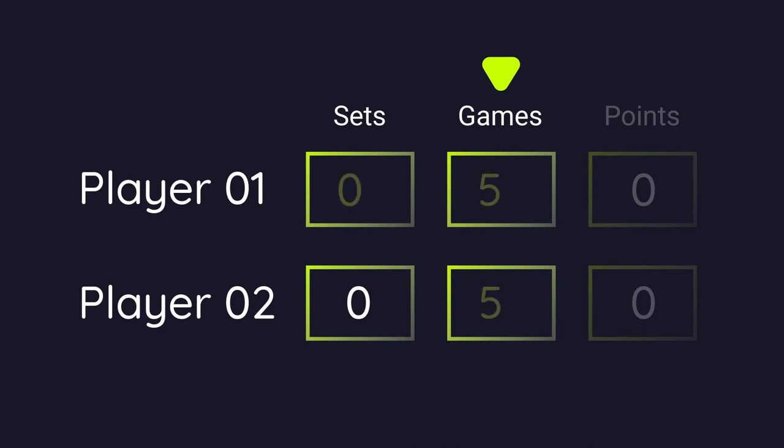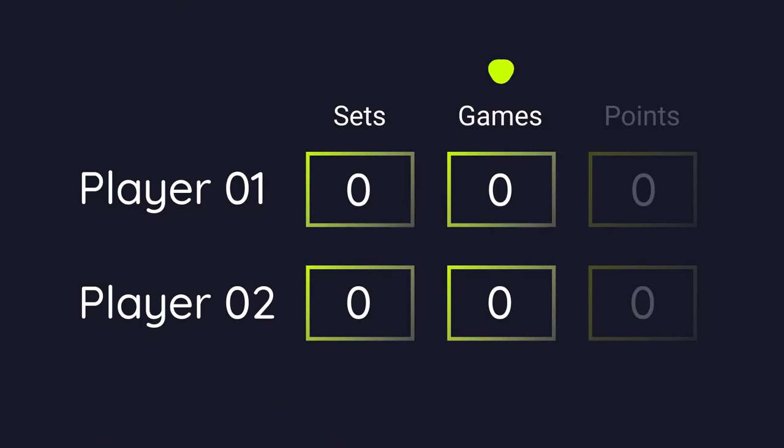But if it is 5-all, the set will be extended to 7, so you will have to win the set 7-5 instead of 6-5. If it is 6-all, you will have to play a deciding tiebreak. How a tiebreak exactly works, I will explain in a minute.